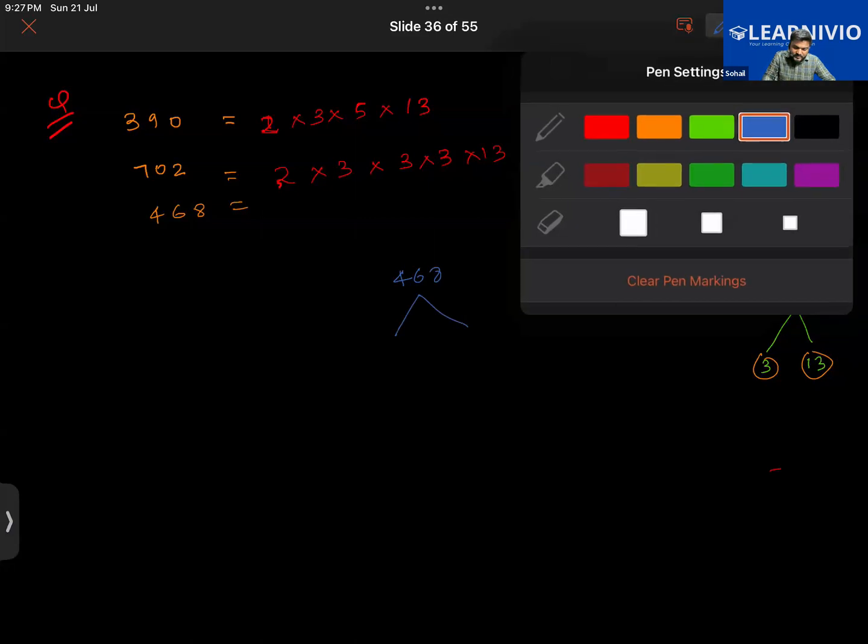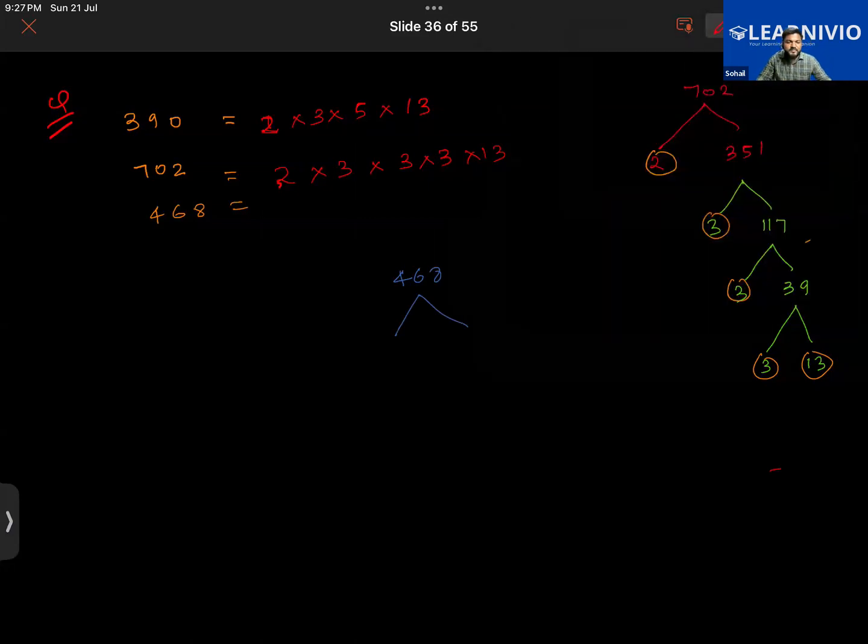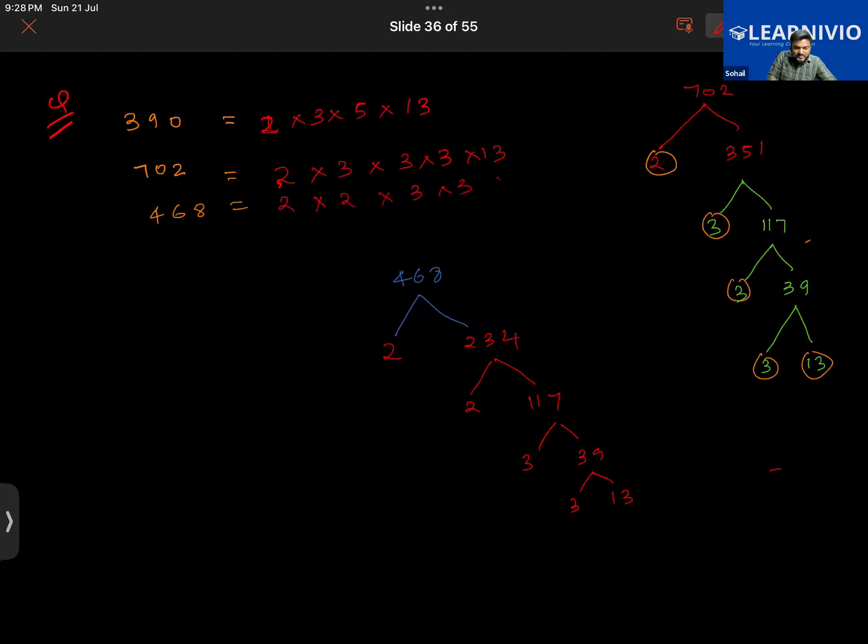Yes, Sumaya, what have you written first of all? First of all, let us break it using the smallest prime factor, that is 2. Now that is 2 times 234, right? Yes, sir, 234. I got 78. Very good. That is correct, in fact. So that is 2 times 117. 117 can be further written as 3 times 39, and 39 is 3 times 13. So here the prime factorization of this given number is 2 times 2 times 3 times 3 times 13.